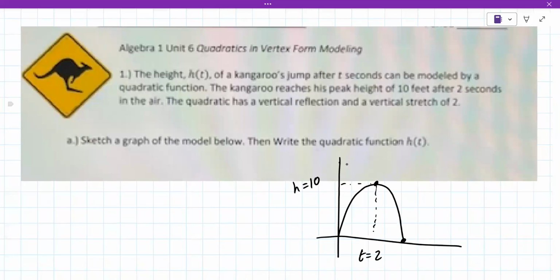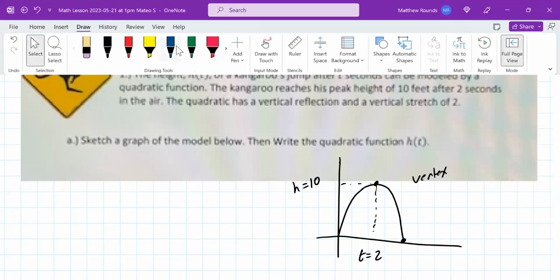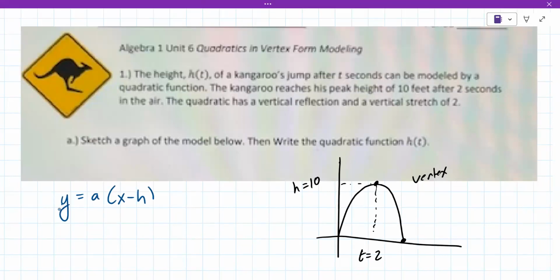Okay. That is also known as the vertex, right in the middle. Really good to know. That's the vertex. All right, we got the vertex down. That means vertex form makes the most sense, when you're given something that tells you y equals a(x minus h) squared plus k.